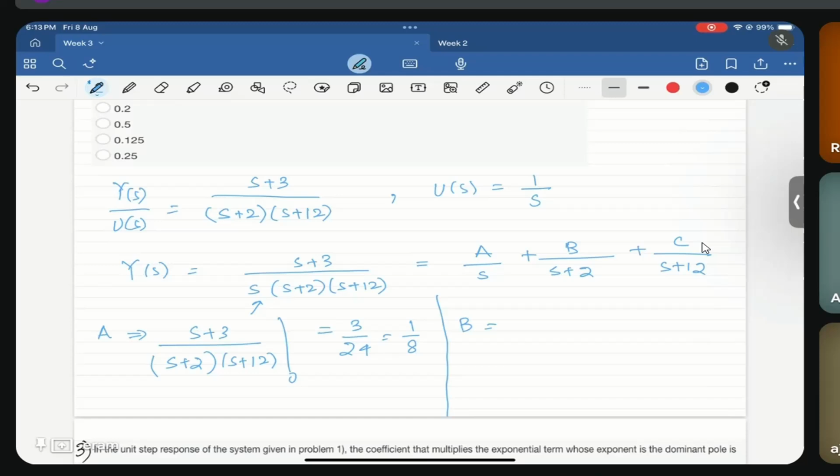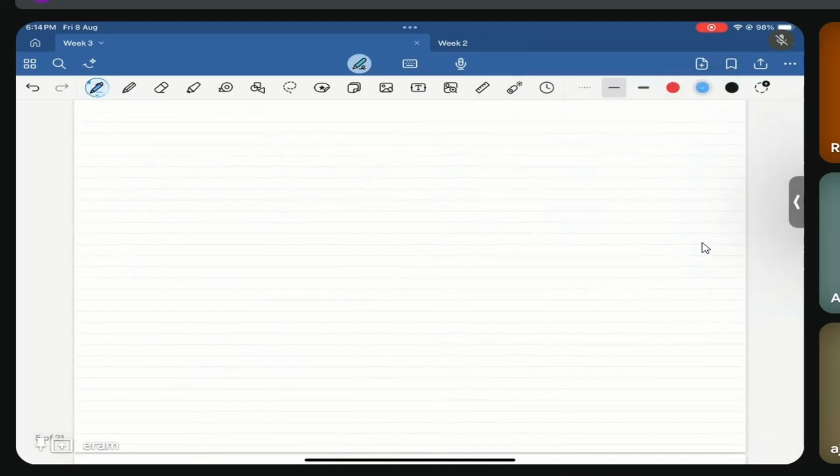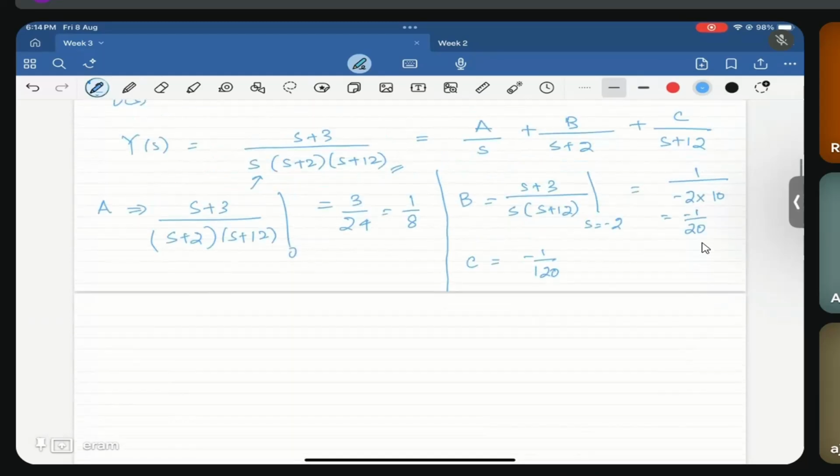So we will multiply Y with (s plus 2). Then we will be left with this value and we will calculate it at s equals to minus 2. So we will get 1 by minus 2 into 10, which is minus 1 by 20. And the last one, you can calculate yourself. You will get minus 1 by 20. So we have A, B, C calculated.